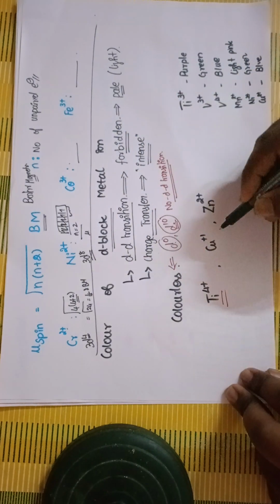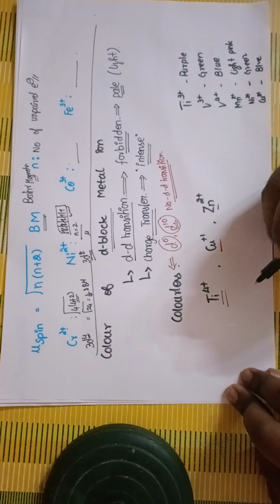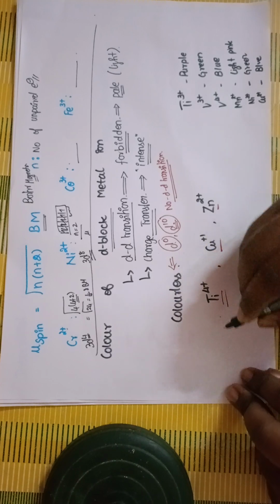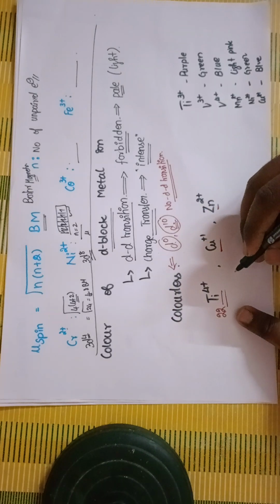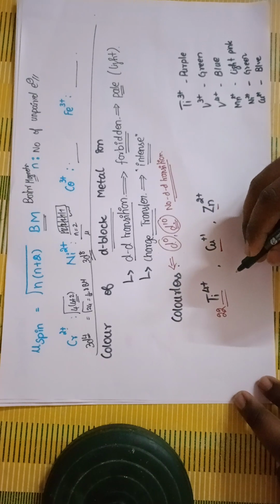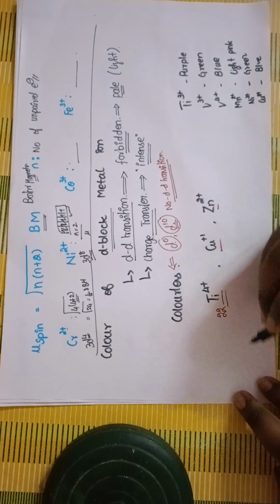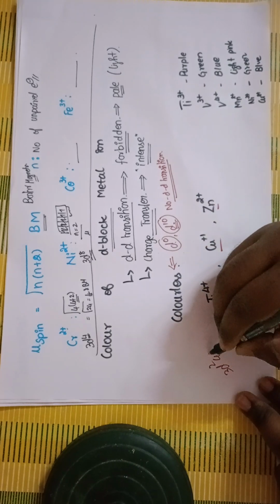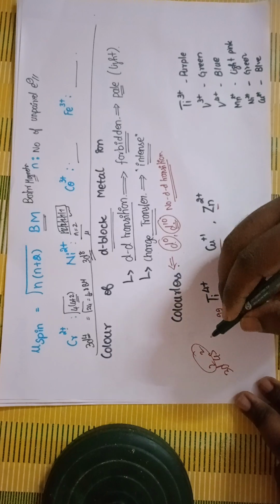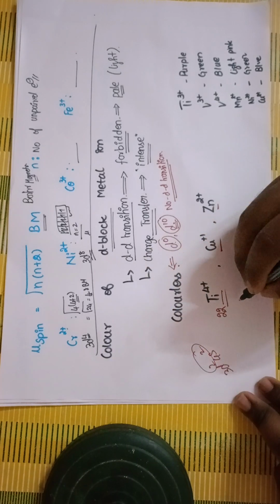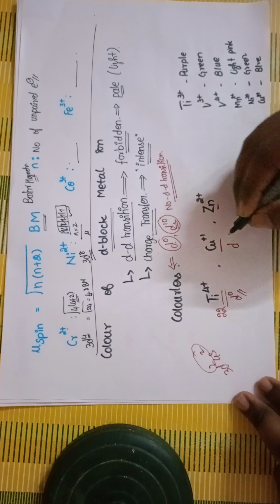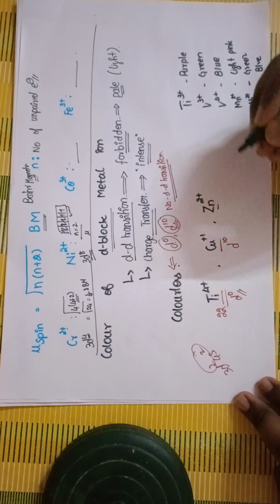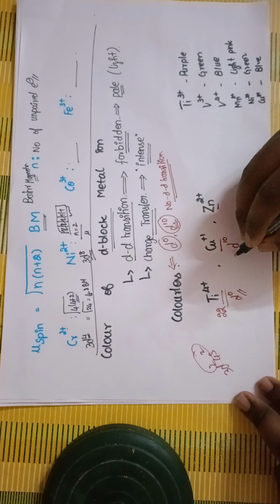Now try to write the configuration for these. Titanium 4 plus: first we should know the configuration of titanium, atomic number 22, neutral: 3d2 4s2. 4 plus means it loses 4 electrons. In the valence shell it has 4 electrons, it loses all 4, so the configuration is d0. Copper plus 1: copper is d9 s2, sorry, d10 s1. Once it loses 1 electron, the configuration will be 3d10.